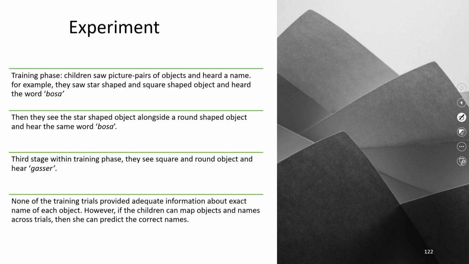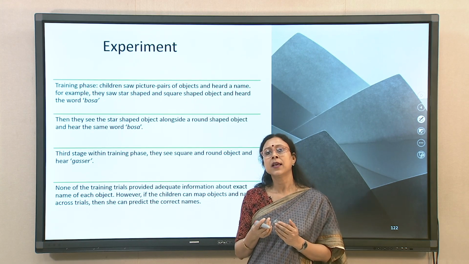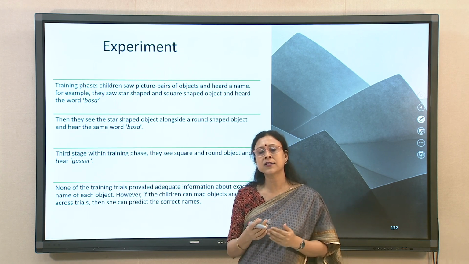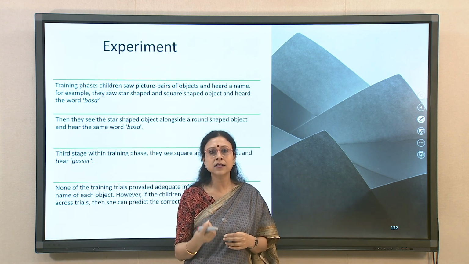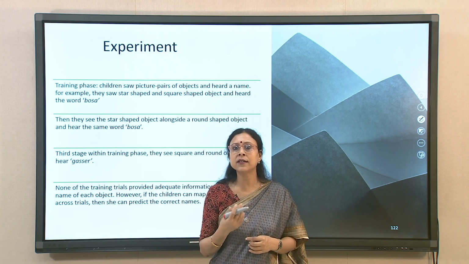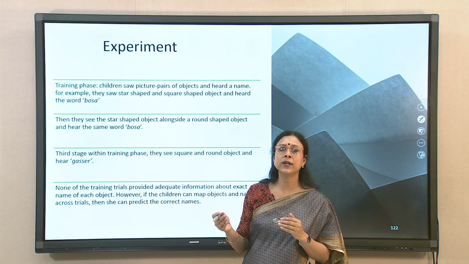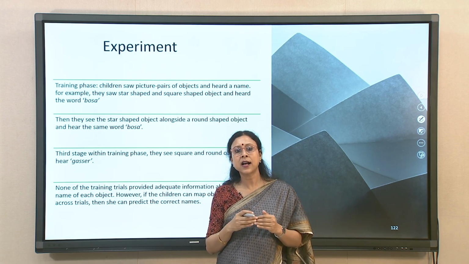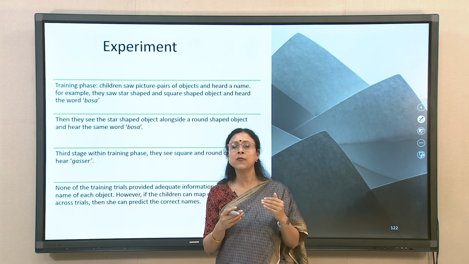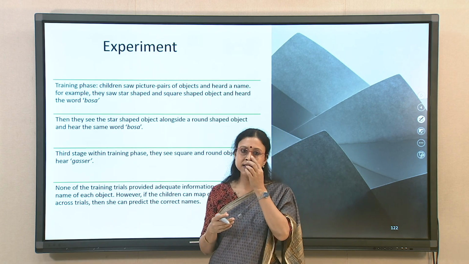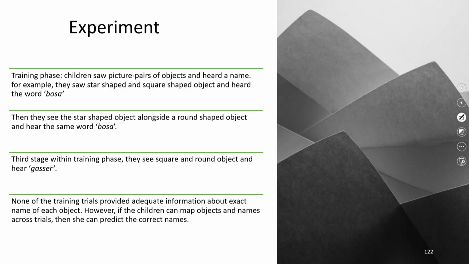Then these pictures went away, and another pair appeared, in which case there was a star shaped object alongside a round shaped object. They again heard the word Bosa. This is some sort of a logical reasoning test. So, star comes along with a square, then star comes with a round, and you are hearing the same word. So, you all automatically know what Bosa is referring to. In the third stage, this is again the training stage continuing, they see a square and a round object, and now they hear a novel word called Gasser.